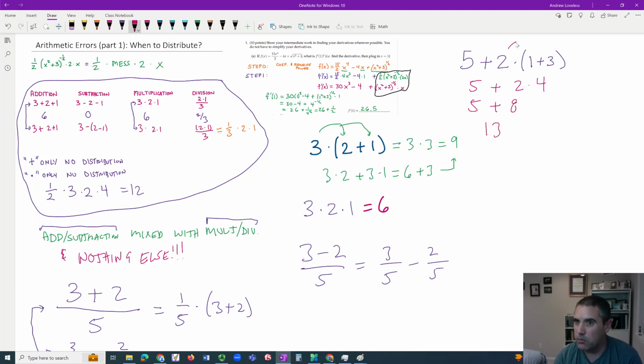Now we could have distributed, that would have been legal. That's a mixture of addition and multiplication. That would have given us the same answer. It would have been 5 plus 2 plus 6, which is 13. So there you go. That's just a side piece there.